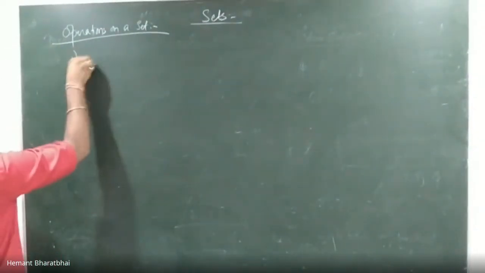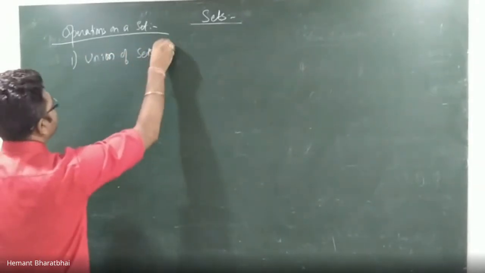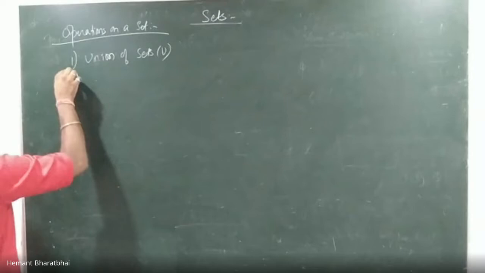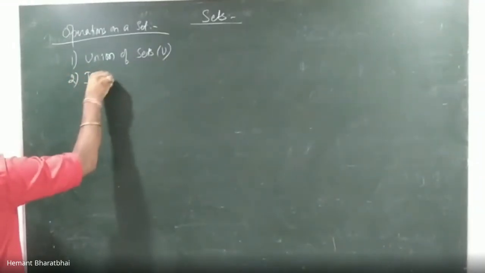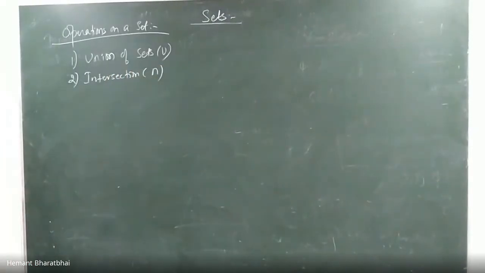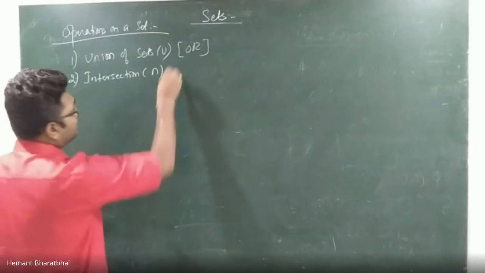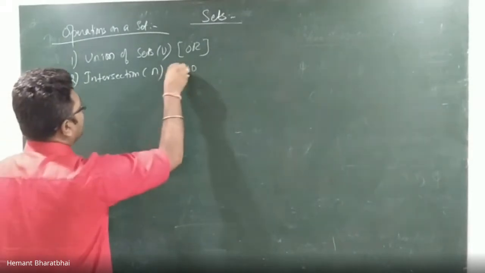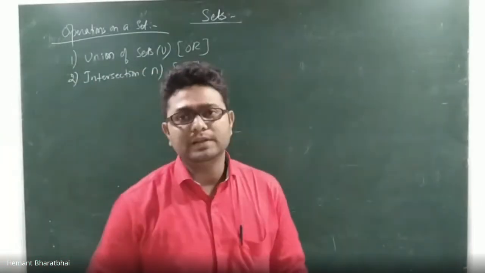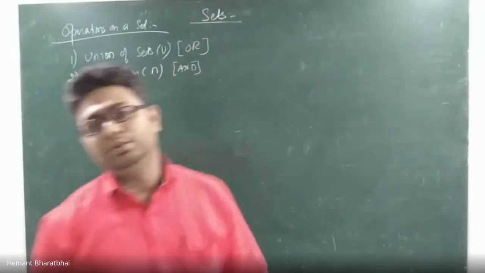The very first operation is union of sets, which is denoted by U. The next is intersection of sets, denoted by an inverted U. Union means or, intersection means and. Remember that. If I say A and B, it means A intersection B. If I say A or B, it means A union B.